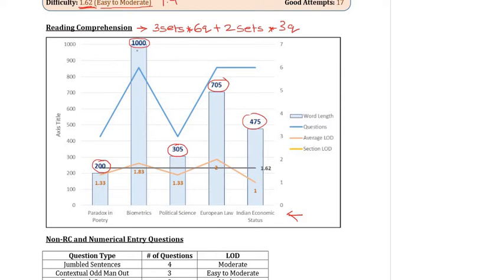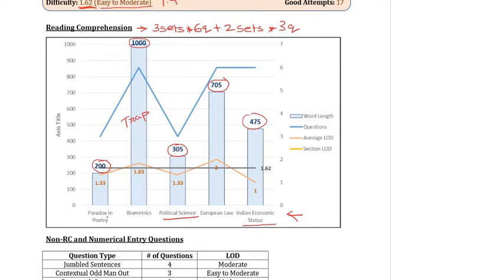But this is more of a variety to try and trap you into reading this, because it's on a topic that a lot of students find easier to read compared to say political science or India's economic status. People might find it easier to read something on biometrics. So if you look at all 5 topics, this is more of a trap RC. Now why do I say it's a trap RC? Look at these other topics. Paradox in poetry.